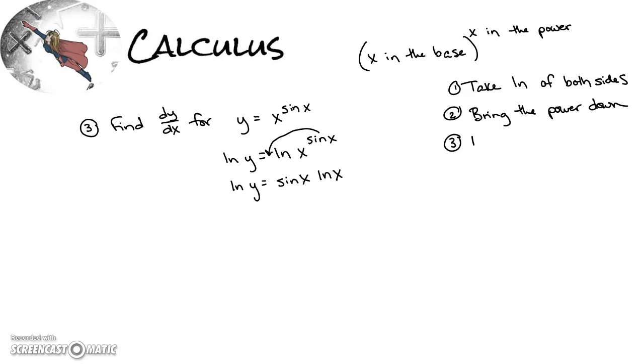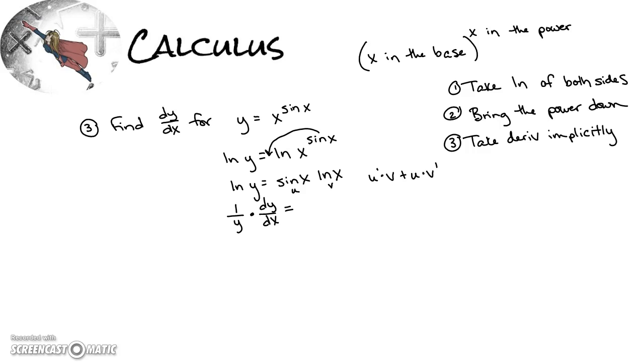Now, we're going to take the derivative of everything, but we have to do it implicitly because the y is no longer alone. So the derivative of natural log y, that is just 1 over y. But then we also have to multiply by dy dx, because that was a y and we're doing implicit. Now on this side we have to use the product rule, so think of this as u and that as v.